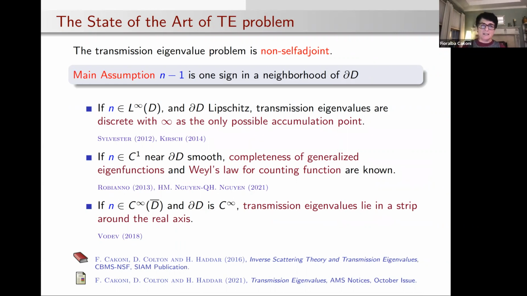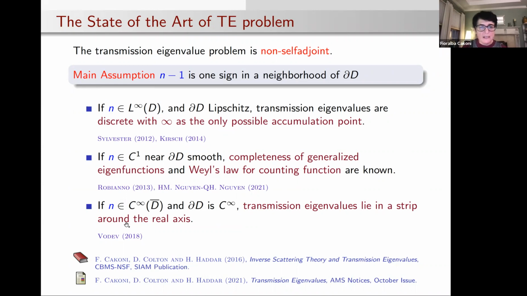All right, so what is known about these transmission eigenvalue problems? I'm putting the main results here. There is interest in this spectral problem on its own, not connected with the non-scattering configuration that I'm discussing here. It's a very interesting spectral problem. The main assumption is that n minus one must have the same sign in a neighborhood of the boundary. You can guess that this is important from that formulation as a difference of Dirichlet to Neumann operators that I just showed earlier. Under this assumption, people have studied the discreteness of the spectrum simply for Lipschitz boundaries and L infinity. If it's a little bit smoother near the boundary, then people have come up with completeness of generalized eigenfunctions, Weyl's law, and all of it.